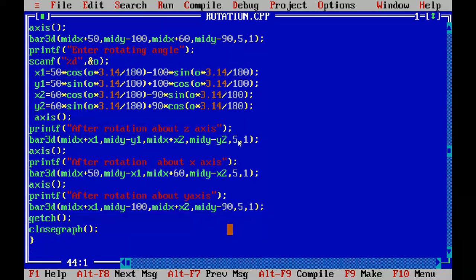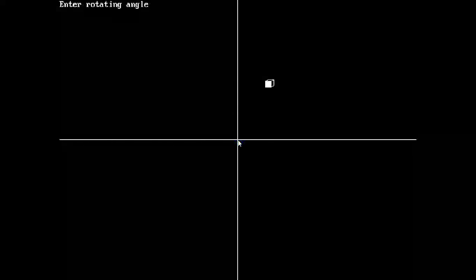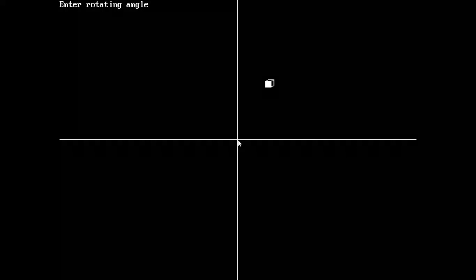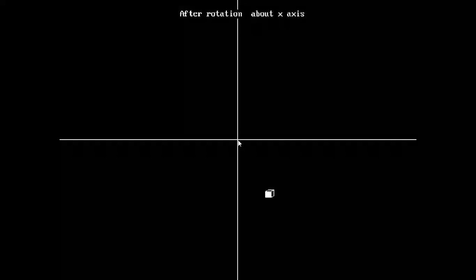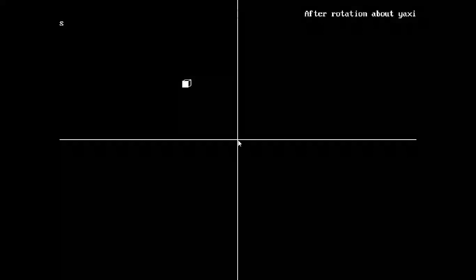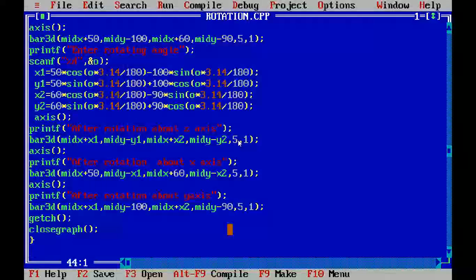Now I am showing you the run and implementation of this program. Here I am giving the rotation angle 90. After rotation about the z axis the point object will be here. After rotation about the x axis the point object will be here. After rotation about the y axis the point will be here. Along all the axes the position of the point object is changed. These are all the implementation of the 3D rotation program.